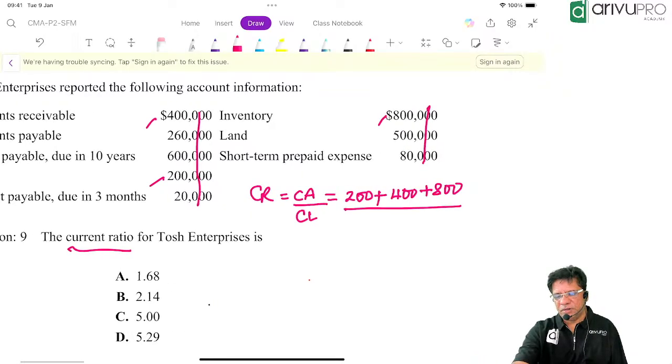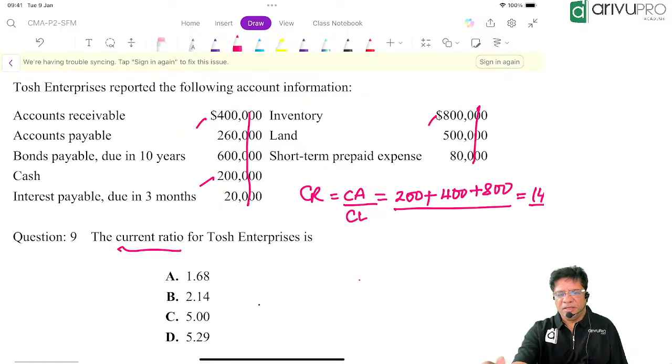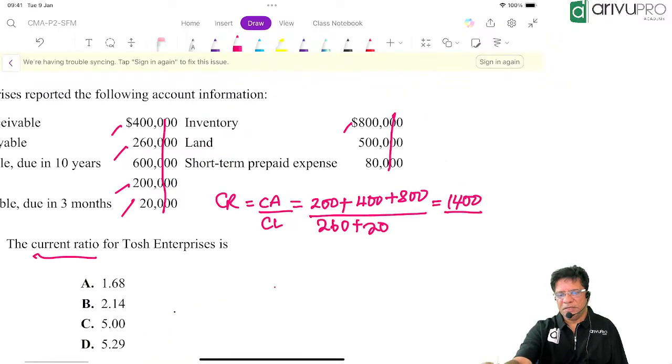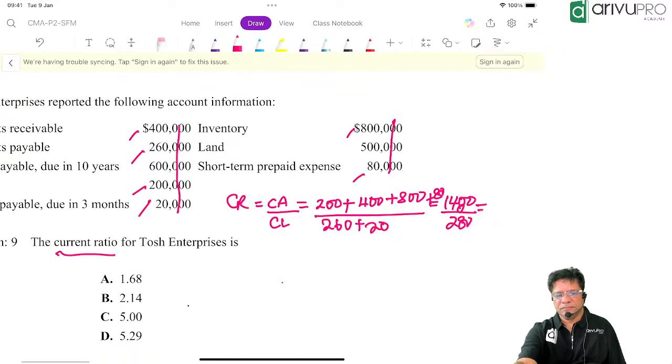Divide by. So your numerator is how much now? 1004. Current liabilities: accounts payable 260 plus interest payable 20. Oh, sorry, prepaid expense is also there. That's 80. So 1480 divided by 280. How much is that? 1480 divided by 280. 5.29.